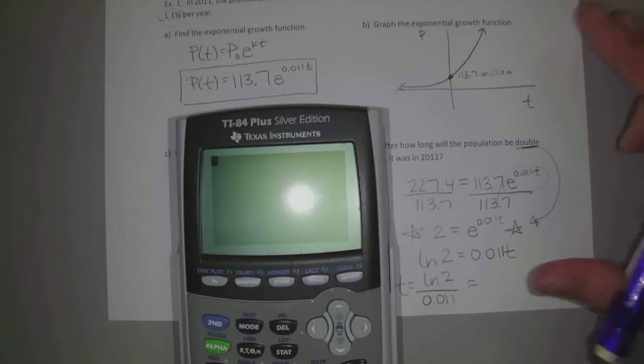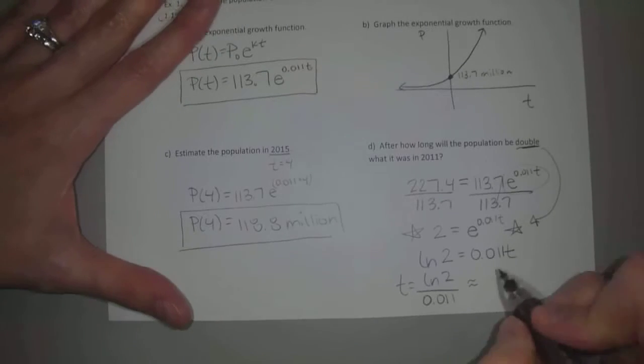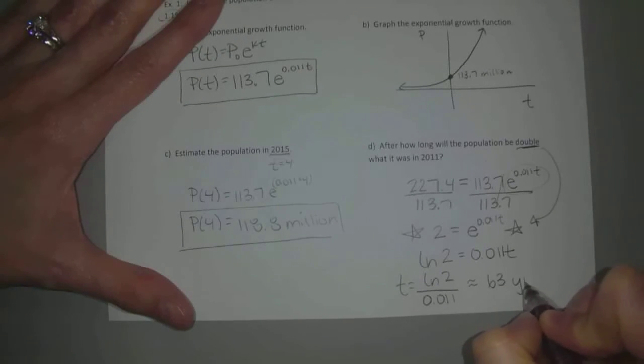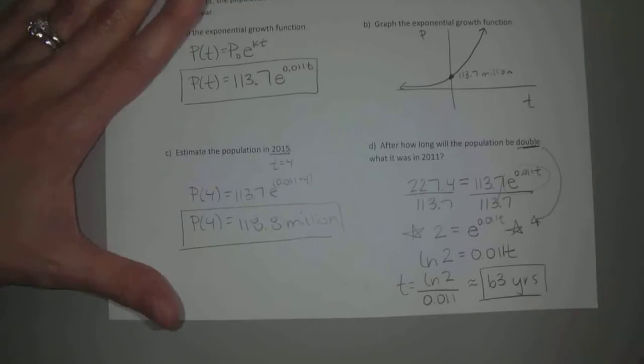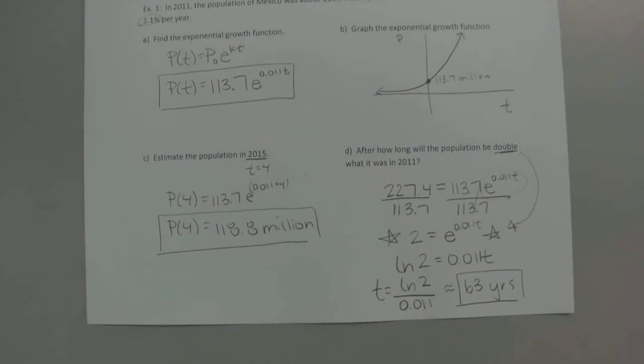So again, when you put it in your calculator, you just have to be careful. Make sure you close off the natural log of 2 before you divide. So we're going to do natural log of 2, close it off, divided by 0.011. You hit enter. It's approximately how many years? 63 years. So it will take Mexico 63 years to double its population from 2011. So what would that be? Year 2074 or whatever. You can answer that.